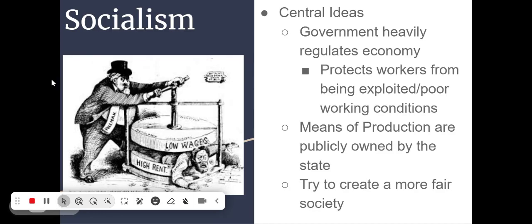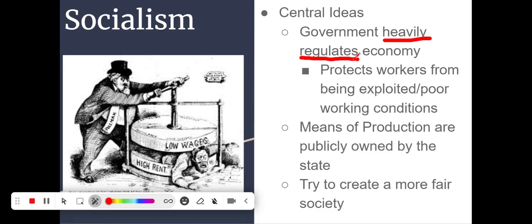Last, we have socialism. This is the opposite end from the capitalists and the free markets. The government heavily regulates. If we go back to the free market, the capitalist, that's the idea that the government does not regulate the economy at all. The socialists, on the other hand, believe that the workers are being exploited. They believe that the corporations are purposefully taking advantage of the workers. So the government is the one that needs to protect the workers.